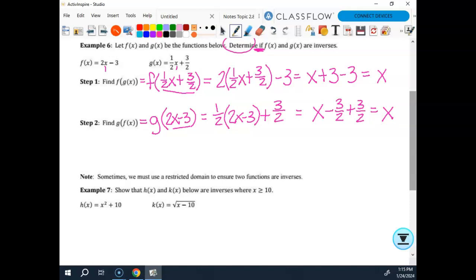So since I did the compositions and they both get x, it says determine if. So then I can say f and g are inverses. And my why statement, like my because, is my work. So I don't have to go any farther with my explanation or anything.